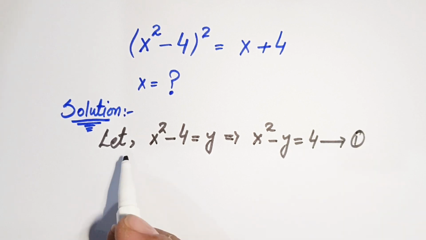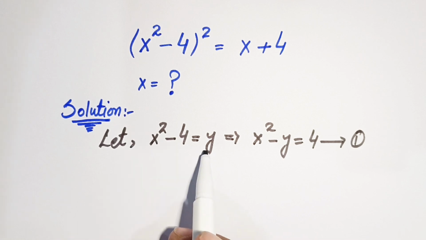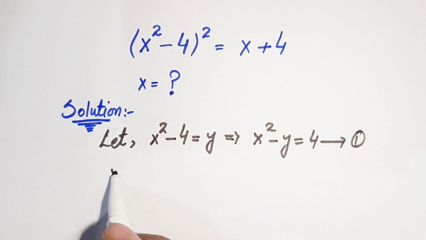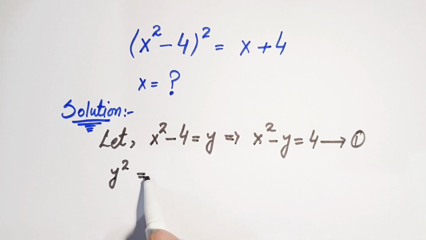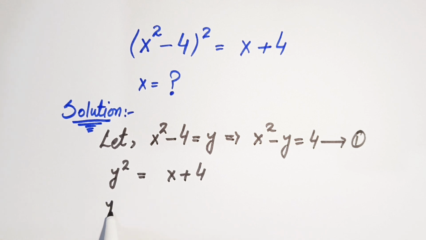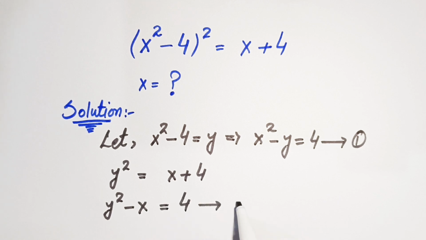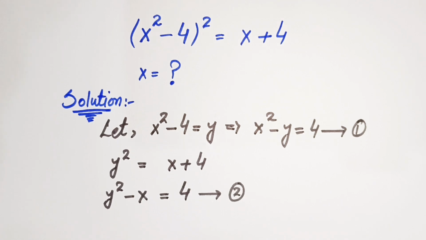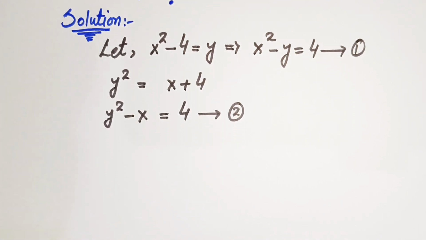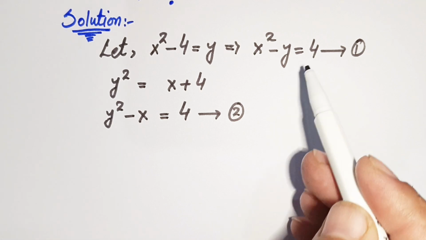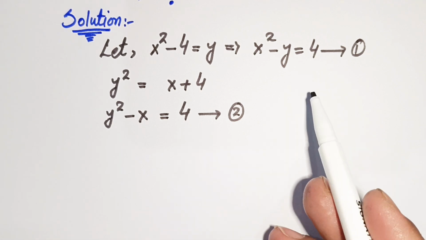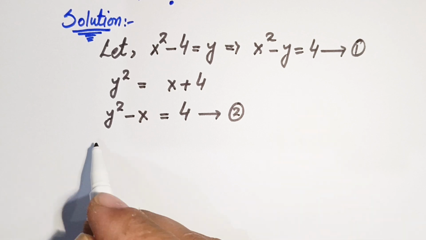Now if we put this value of y in our problem, we will get y² = x + 4. Shifting x to the left hand side, we will get y² − x = 4. So let's say it is our equation number 2. Now if we see equation 1 and equation 2, the right hand side of both is equal, so we can compare equation 1 and equation 2.